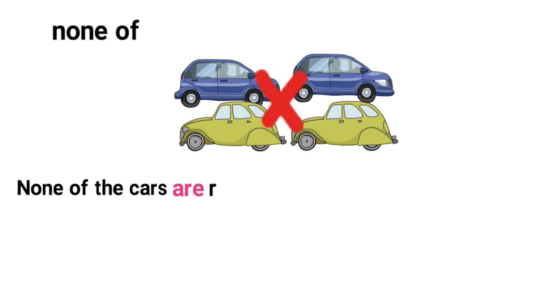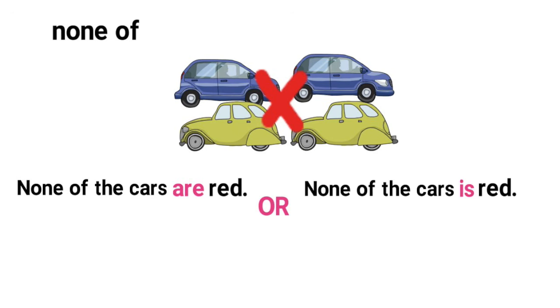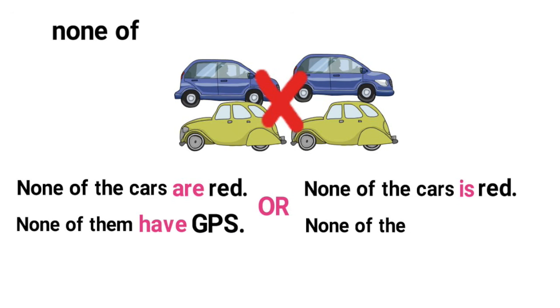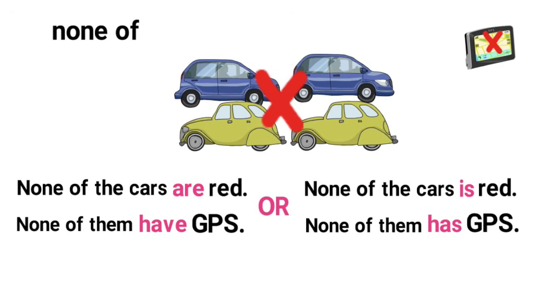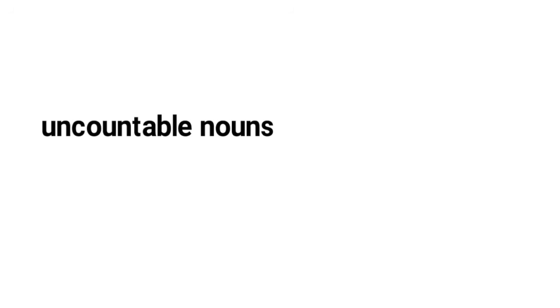Finally, none of is slightly different. You can say none of the cars are red, or none of the cars is red, and none of them have GPS, or none of them has GPS. Not none them have. So now let's look at uncountable nouns.